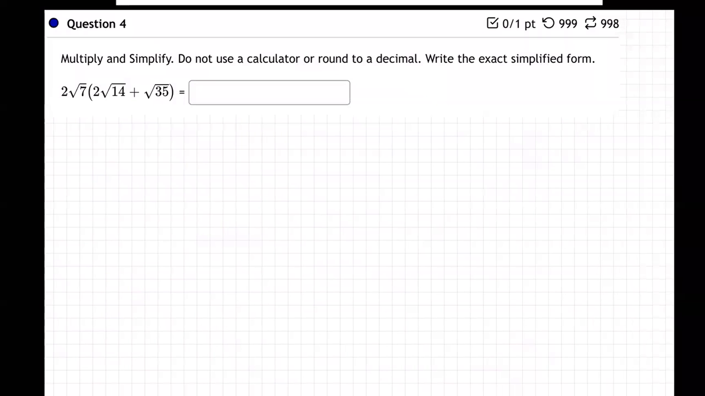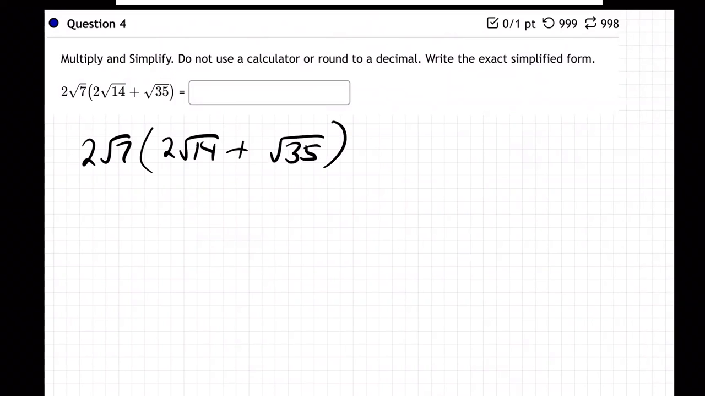Okay, so on this one, we are wanting to multiply and simplify. So how do we do it? Let me bring it down here. Square root of 7 times 2 root 14 plus root 35. Okay, so the deal, let me just write it for you.